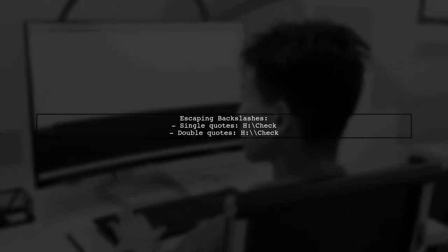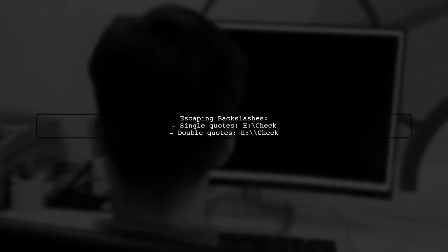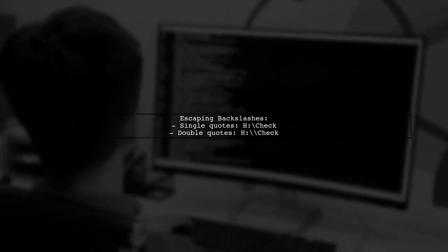The way you escape backslashes in grep depends on the type of quotes you use. With single quotes, use two backslashes, like /check. With double quotes, you need three backslashes to escape correctly. If you choose not to use quotes, you'll need four backslashes. The first escapes the second, the third escapes the fourth, leaving two for grep to evaluate correctly.